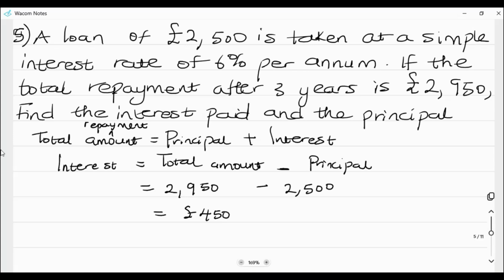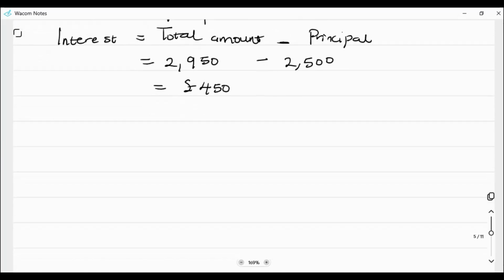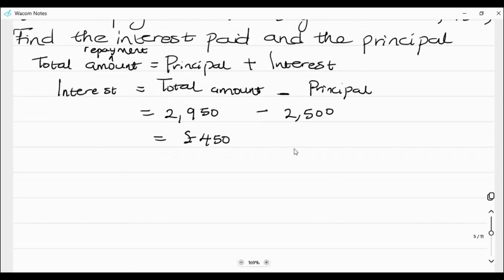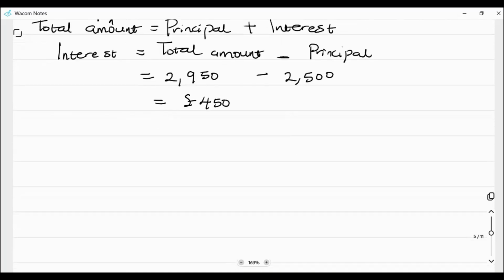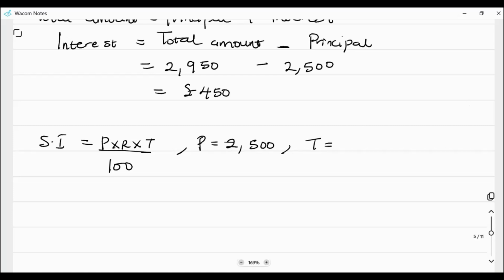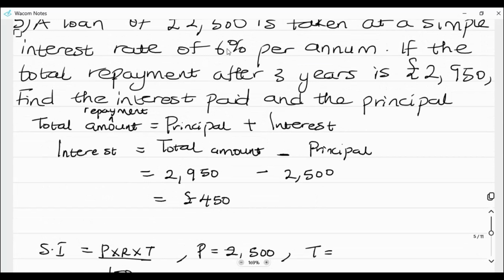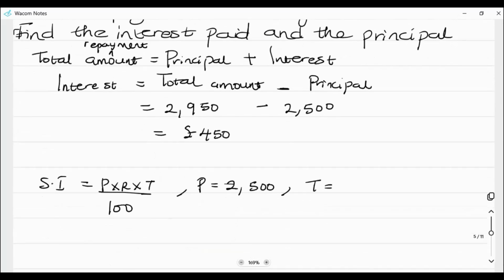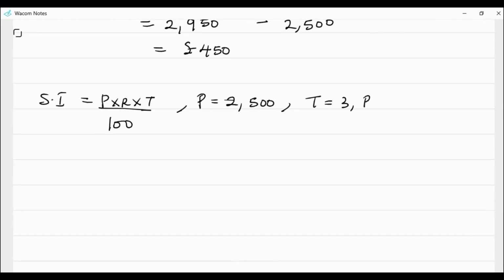So let's simply check if what we have solved right here is actually correct, following the normal process of simple interest. Now this is just a short method I use in solving that. So let's simply follow the normal method that says SI is equal to P times R times T over 100, whereby from the question the principal is 2,500. Let's take a look at the question. We have the time to be 3 years and the rate to be 6. So the time here is 3 and the rate is 6.